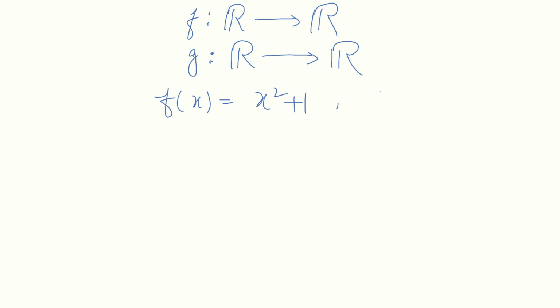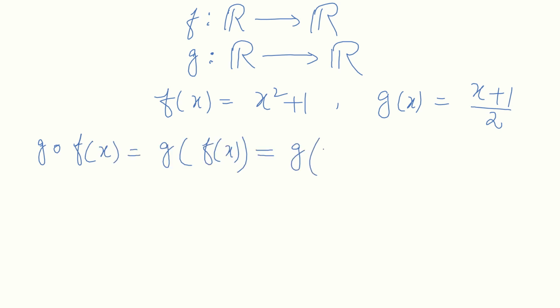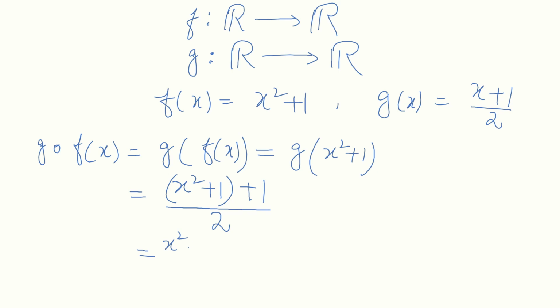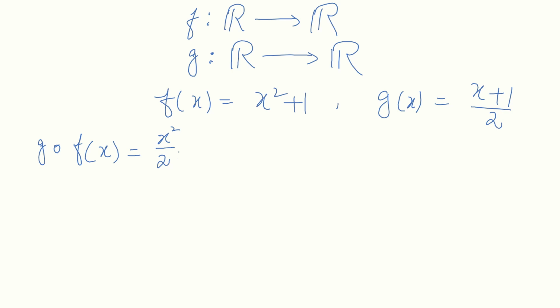In this example, we will find the composition of two functions. We have two functions with the same domain and codomain. f of x is equal to x squared plus 1, whereas g of x is equal to (x plus 1) divided by 2. Let's find the composition of f and g. This is equal to g of x squared plus 1, and this is equal to (x squared plus 1) divided by 2. And the final result, the composition of g and f, is equal to x squared divided by 2 plus 1.